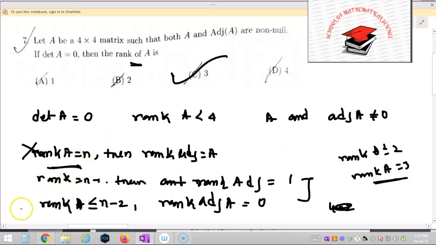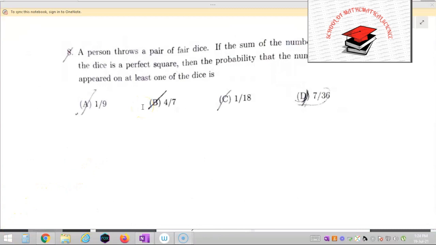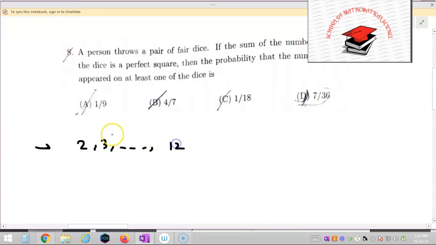Now let us solve the question number 8. Question number 8 says that a person throws a pair of fair dice. If the sum of the numbers on the dice is a perfect square, then find the probability that 3 appears at least once on a dice. If you are throwing 2 dice simultaneously, then the sum of the numbers starts from 2, then 3 and up to 12. Among these 11 numbers, there are 2 numbers which are perfect squares: one is 4, the other is 9.